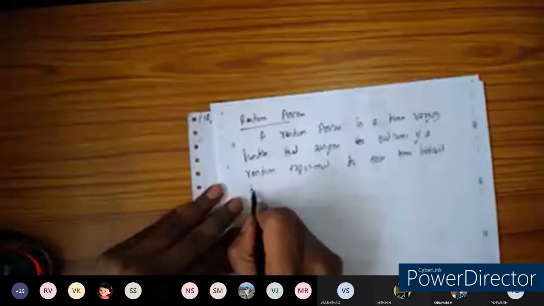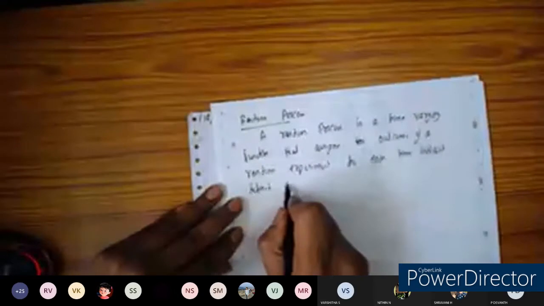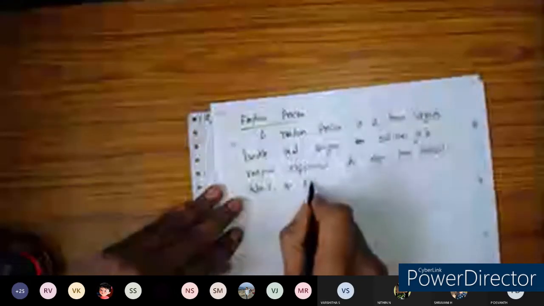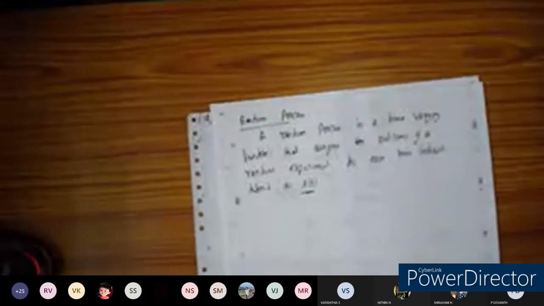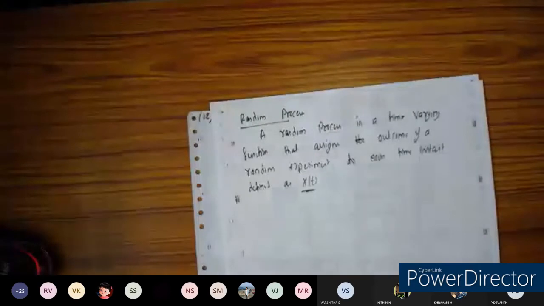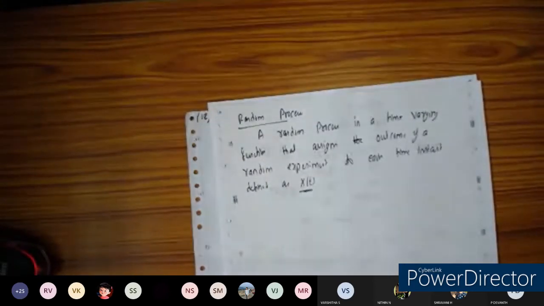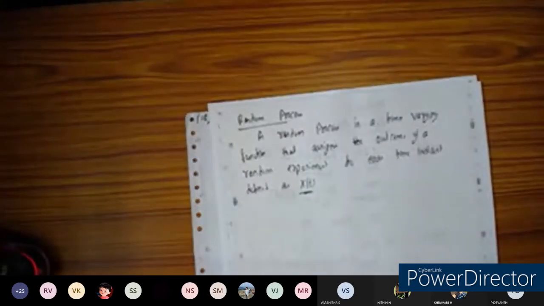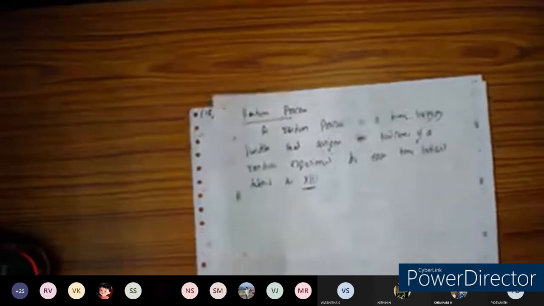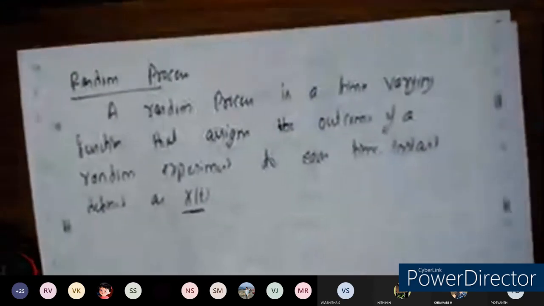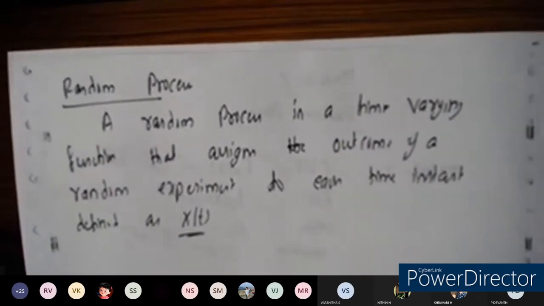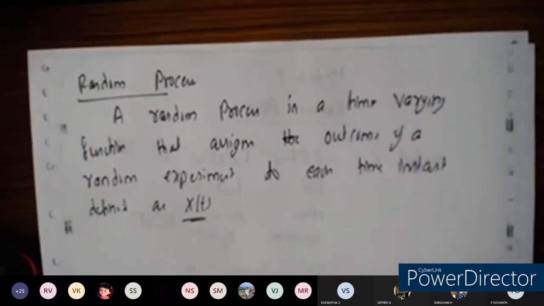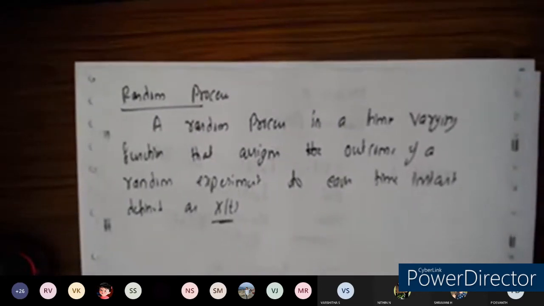So define it as x of t. This is what we are going to define as a random process, x of t. The same concept, I'm just redefining it in terms of the time t. This is a random process where, for a time varying function, we assign a real number to the outcome of the experiment. That is what we are going to call a random process.